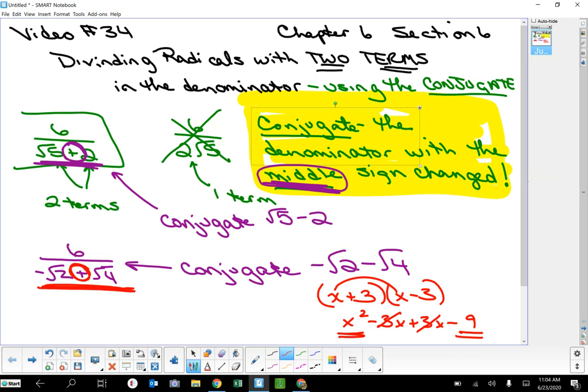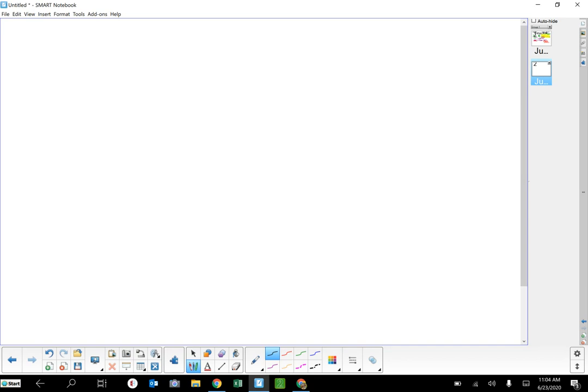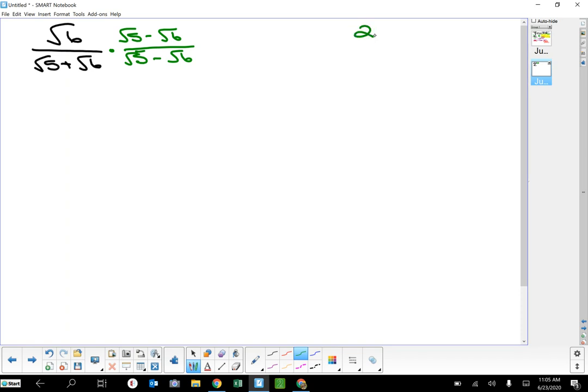So let's take a look at how this is going to happen. If we have a problem, we're going to actually use that one: radical 6 over rad 5 plus rad 6. What you're going to do is identify the conjugate, which is rad 5 minus rad 6, and you're going to use that on the top and the bottom. Remember, you can only multiply or divide by 1, so the fraction has to be exactly the same on the top and bottom.